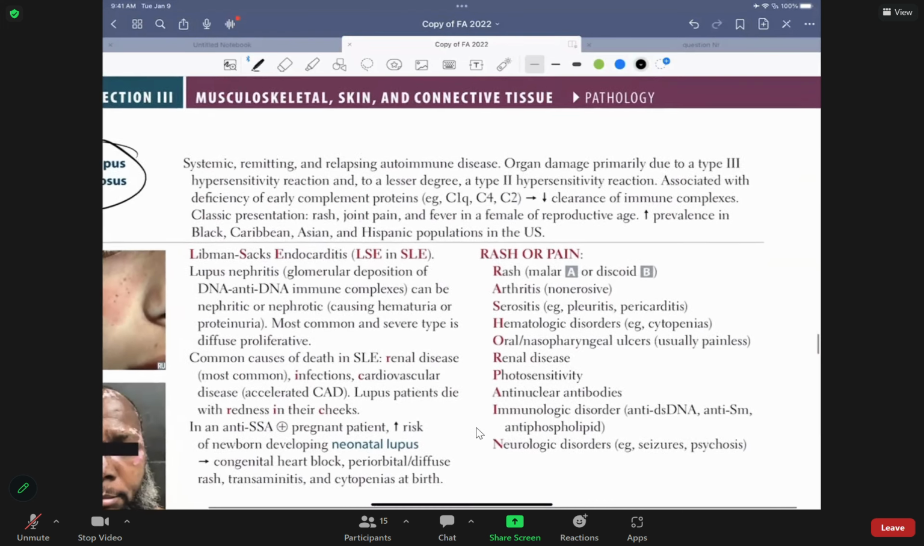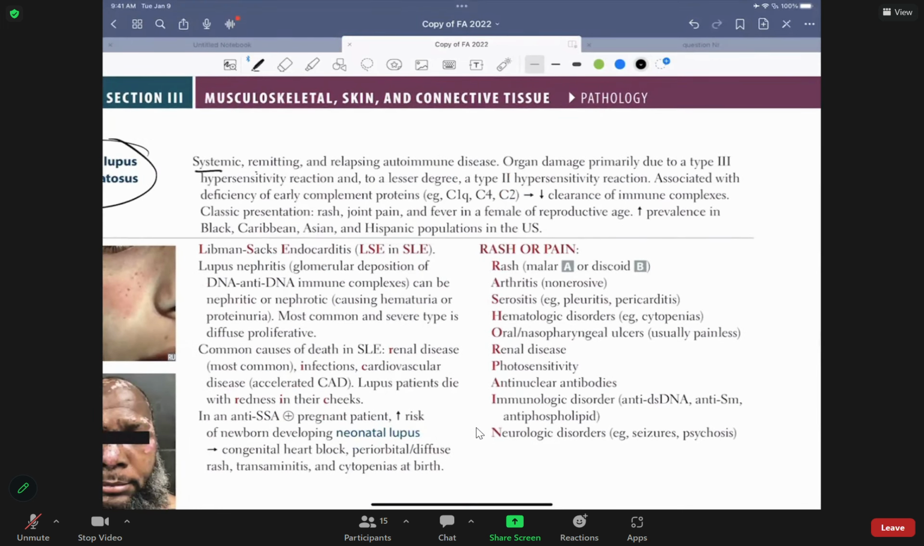Now you could see here, it's a systemic, remitting and relapsing autoimmune disease, organ damage primarily due to type 3 hypersensitivity reaction, and also you would have type 2, so both. So type 3 means antigen-antibody complex deposit, and then you get attacked, or directly antibody attacks, folks, okay? Associated with deficiency of early complement, okay, we talked about this. Classic presentation, rash, joint pain, and all these things.